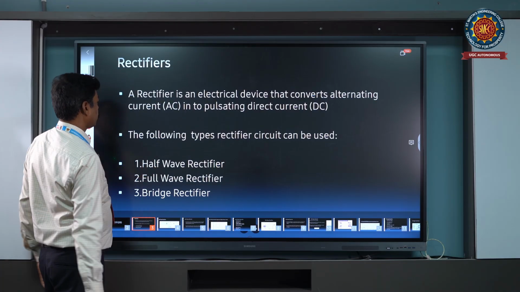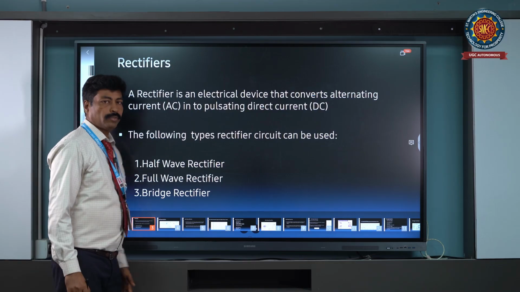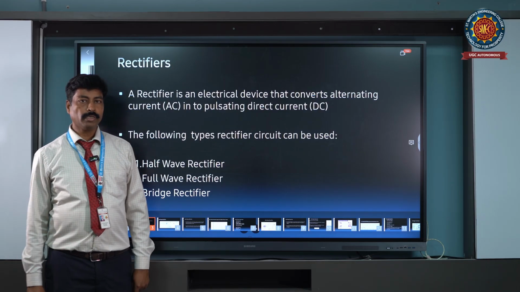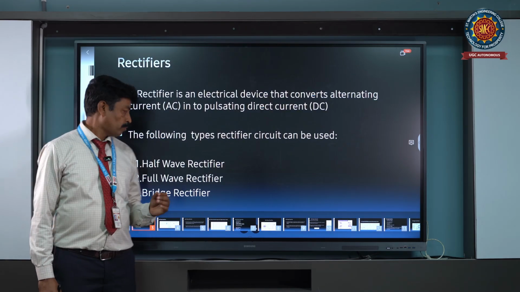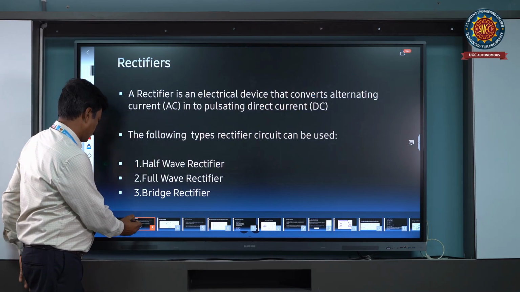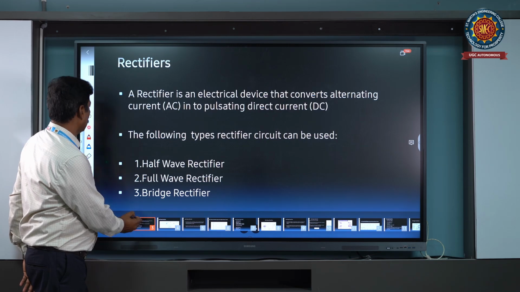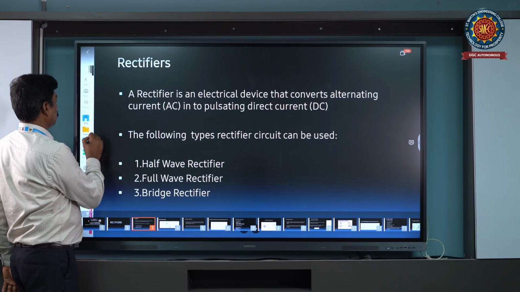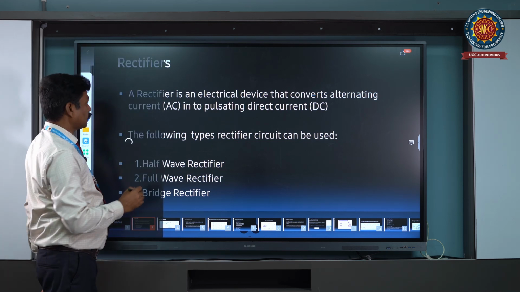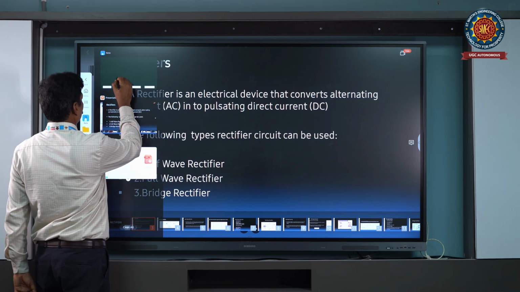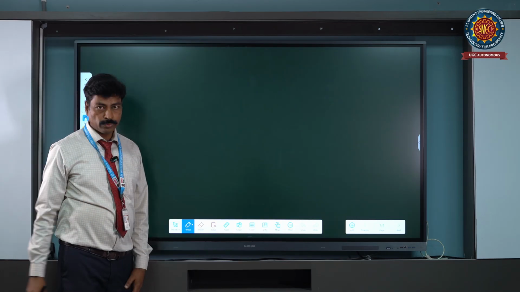I will explain the first of all, the most important basic component, the diode. What is meant by a diode? The diode is a two terminal device. One is the anode, and the other is the cathode. The anode is connected to the positive terminal, and the cathode is connected to the negative terminal.